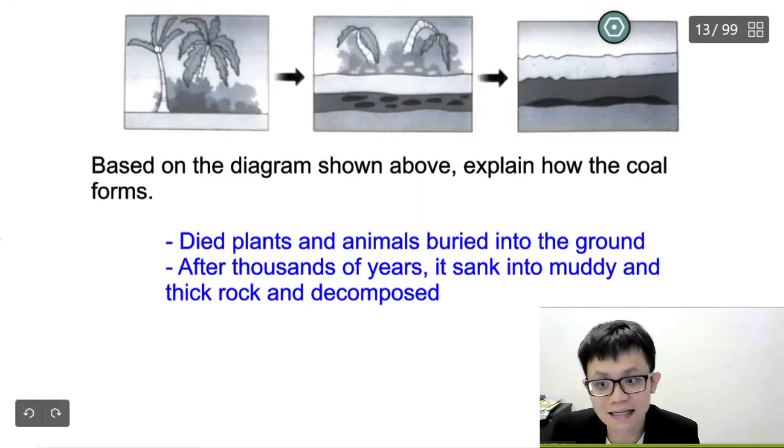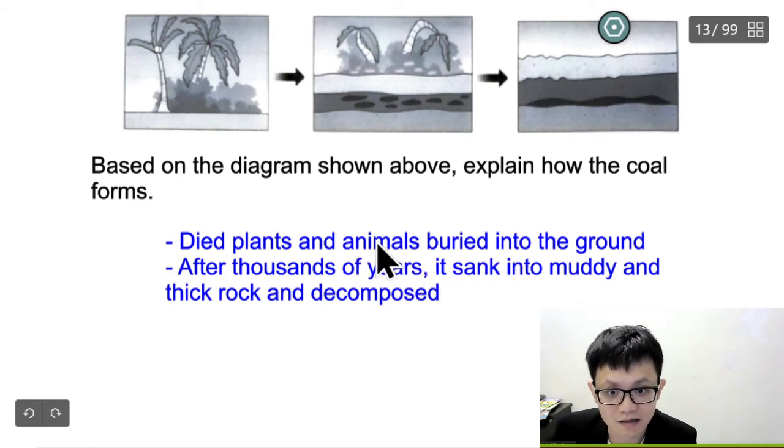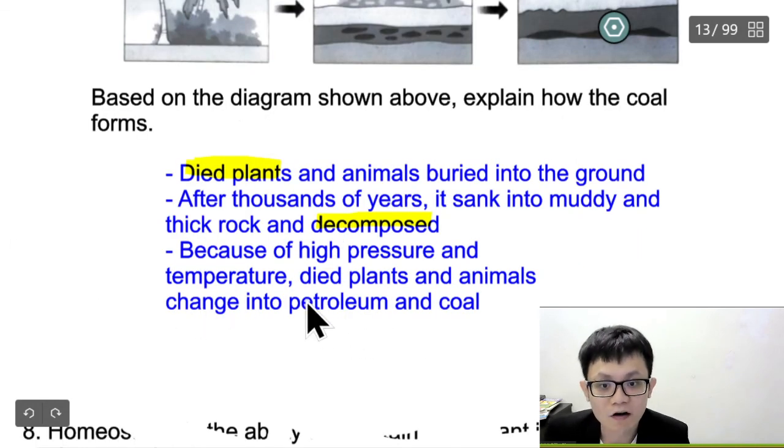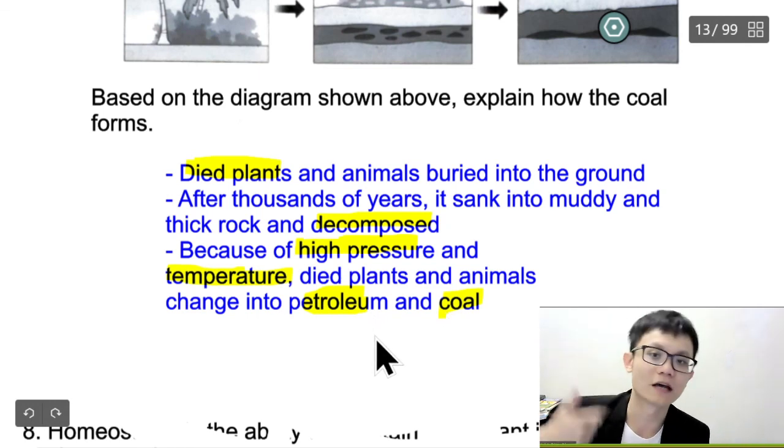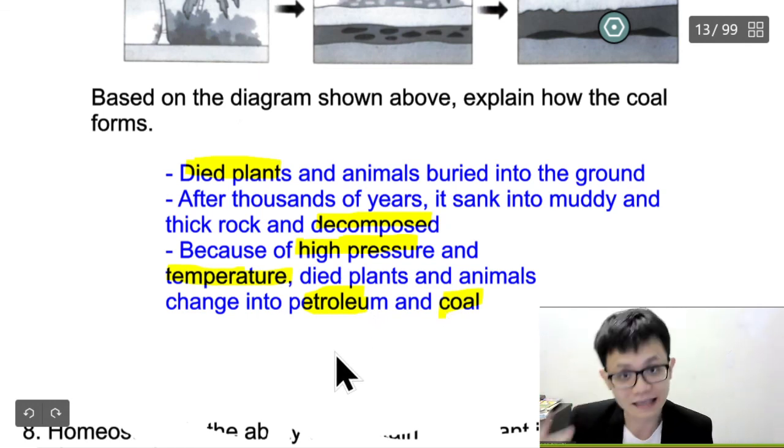So we can say that plants and animals are buried in the ground. So we said plant, right? So that decomposes, if you want to write, then because of high pressure and temperature, it changed into petroleum and coal. So either we have petroleum, we have coal, or we have gas, correct or not?